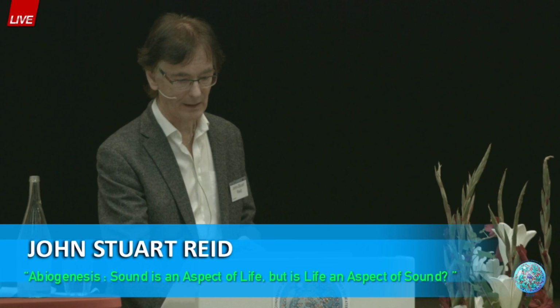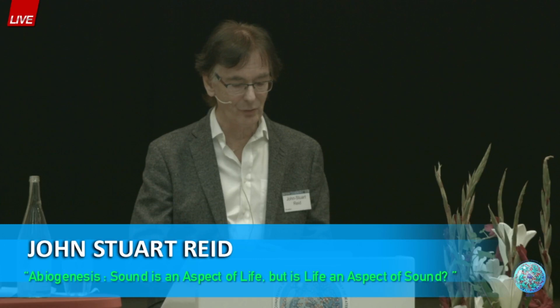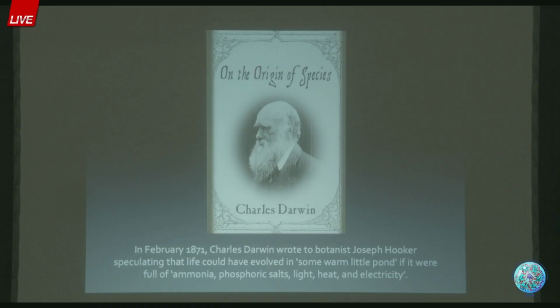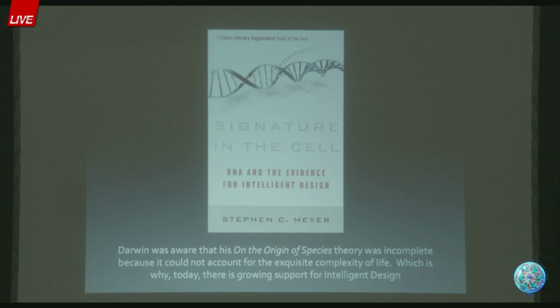So moving on. In February 1872, Charles Darwin wrote to the botanist Joseph Hooker, speculating that life evolved in some warm little pond, I mentioned it earlier, near phosphoric salts, light, heat, and electricity. Of course, there's a lot of controversy these days about evolution. And even Darwin himself knew, and he actually wrote in his wonderful book that he only had part of the answer, that he didn't have all of the answers.